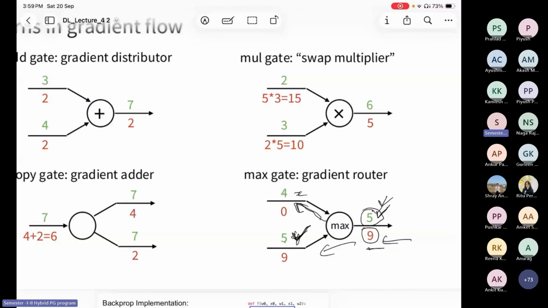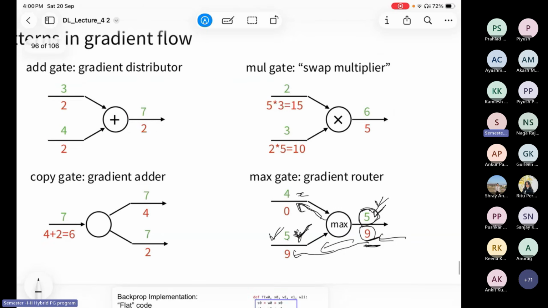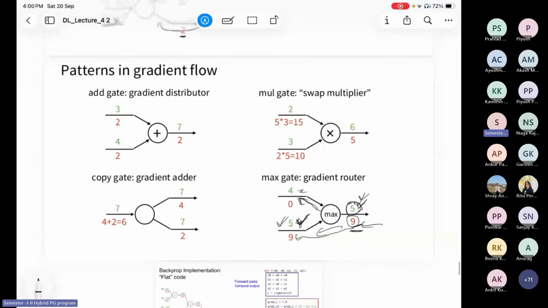So whatever gradient you are getting here, that will go to this part only, because you are getting the maximum value from this part. So it means you are just making one part 0. For these two variables, you are making one variable 0 and the other variable gets the same gradient that you got here. This is the way by which we calculate all the gradients and go back. So these are all the rules and we follow them.